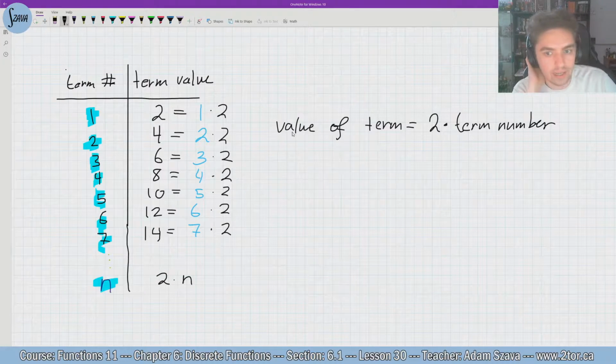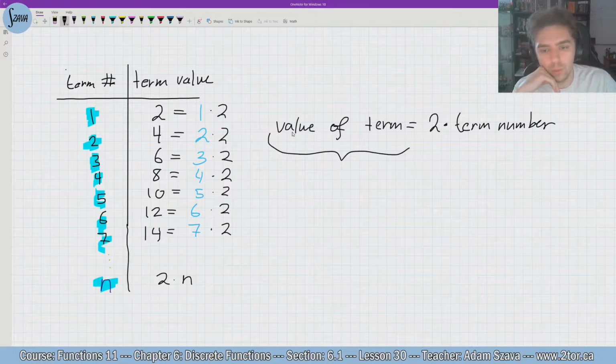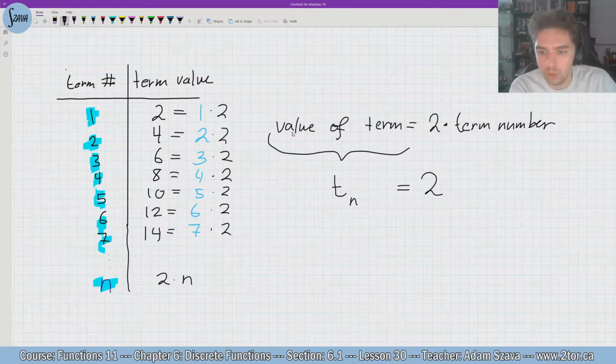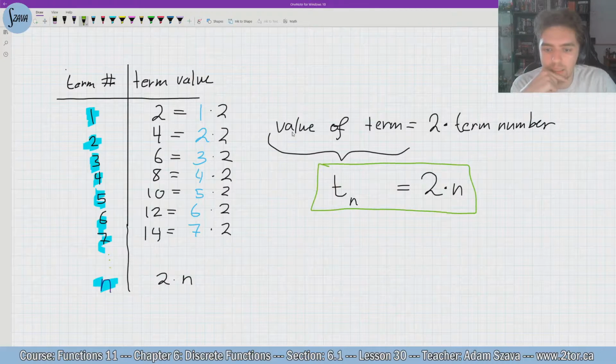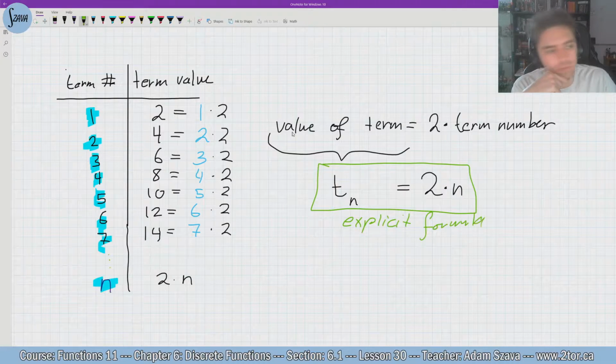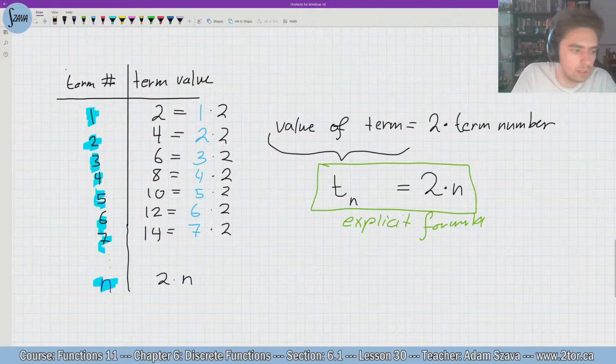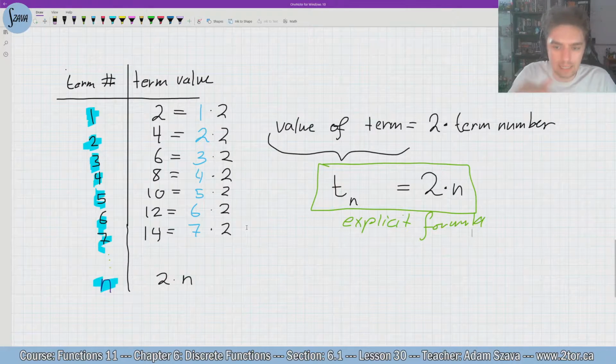And so now this is how we write it. Value of the term, we really mean the value of the nth term. Which term? The first term, second term, third term? No, the nth term. N is just some number, no particular number. The value of that term is equal to 2 times n. And that is our explicit formula for the sequence. Tn represents the value of term n, where n is just some number.